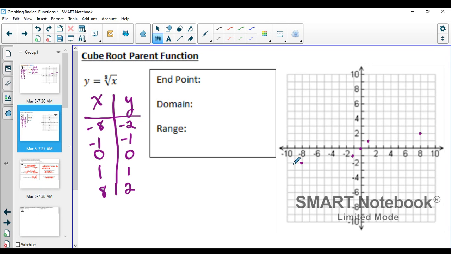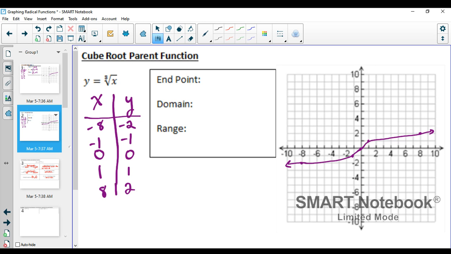So it looks like this. I'm really bad at drawing these. We'll just go with it. There's that half. There's this half. There we go.